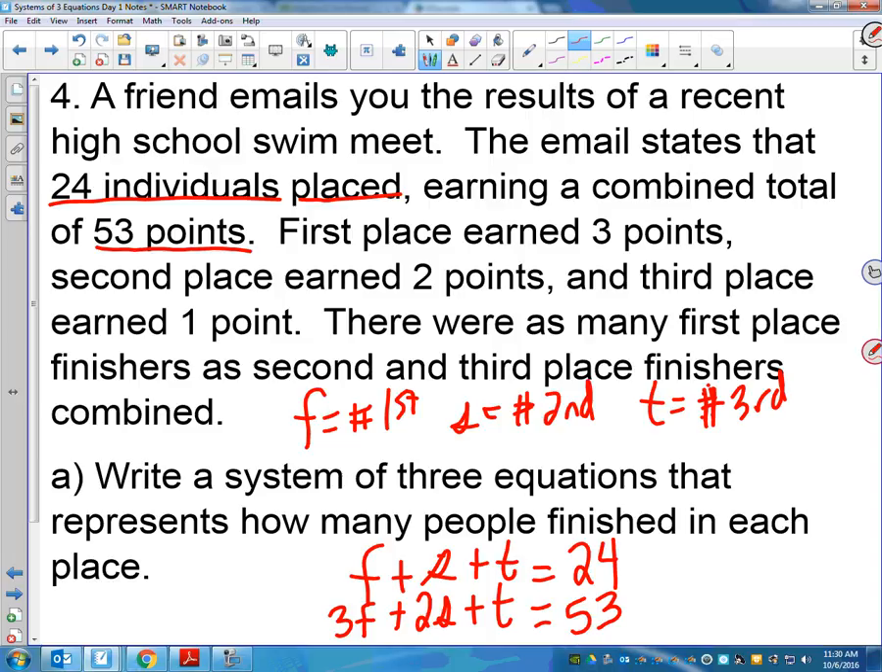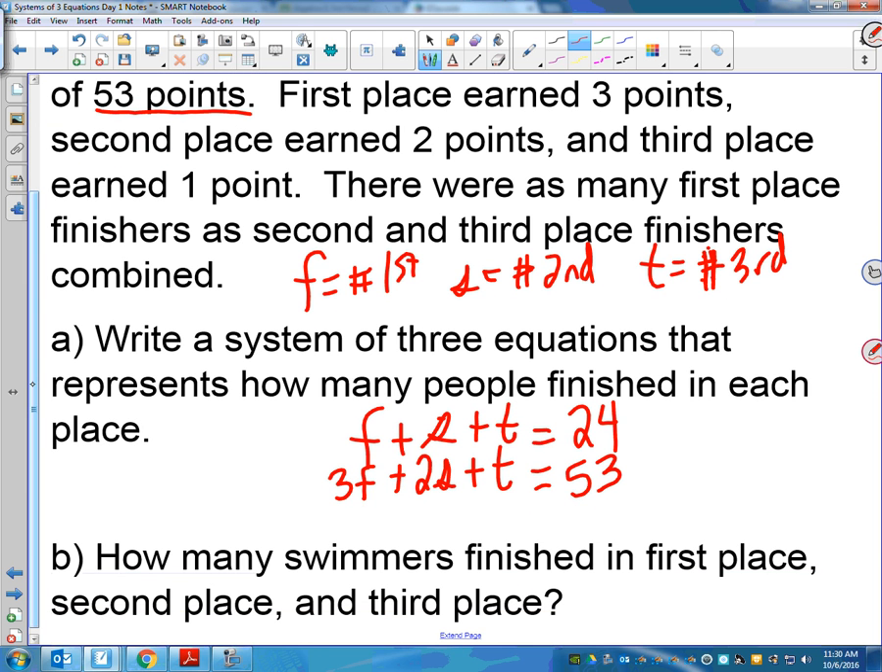But we have to have a third equation, so that's that last sentence. They tell us there were as many first place finishers as second and third place finishers combined. So they're relating them to each other. Can anybody tell me how we could write that last sentence into an equation? There were as many first place finishers, so I'll start it for you. F equals the first place finishers equals the second and third place finishers combined. You're right. I'm just sounding it out. You always lack confidence in your answers.